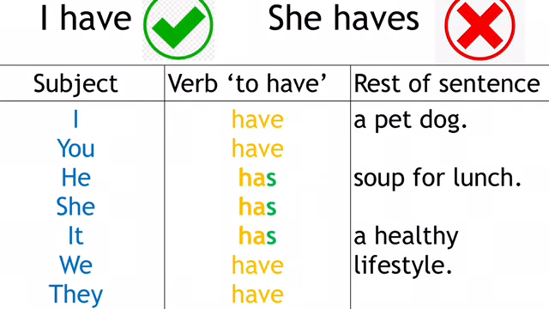For the subjects I, you, we, and they, we can just use the base verb have. But for the subjects he, she, and it, we still add an s to the verb, but we have to change the spelling of the verb. It becomes has. This makes sentences like I have a pet dog. He has soup for lunch. It has a healthy lifestyle.